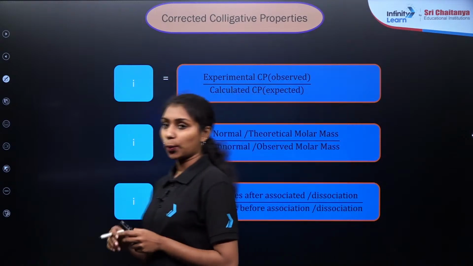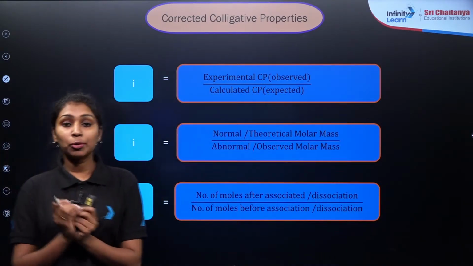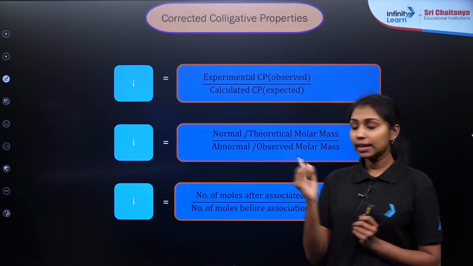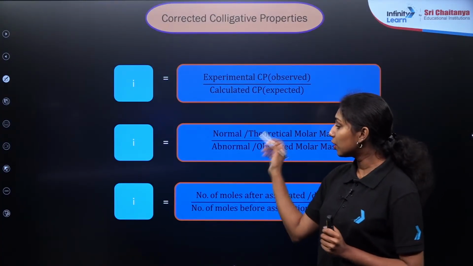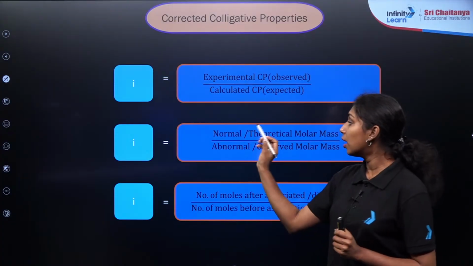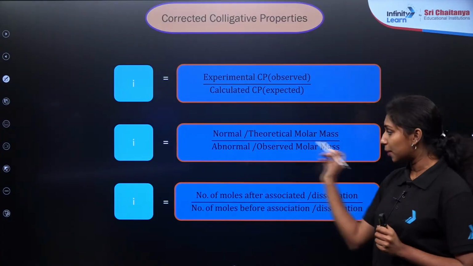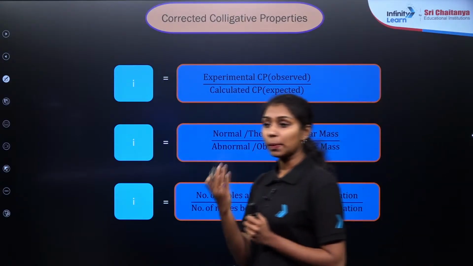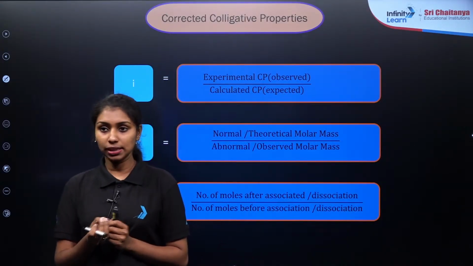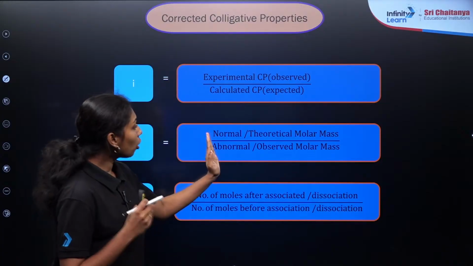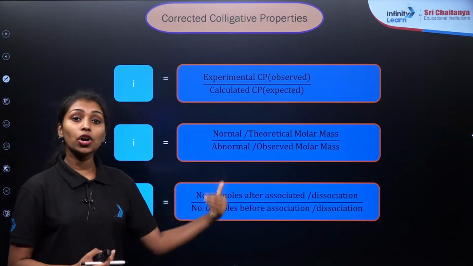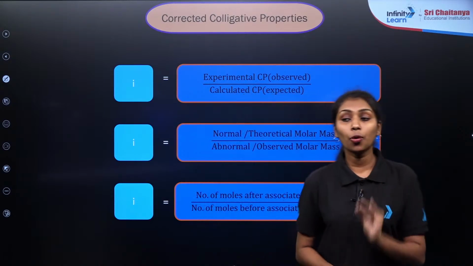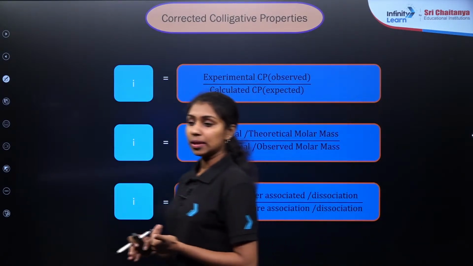Then what about the next equation? If you are talking about the abnormal molar mass, we may expect that it will be just like this, right? But we need to keep in mind that it will be normal or theoretical molar mass divided by abnormal molar mass, which is in the reverse order, right? Because colligative properties are inversely proportional to the molar mass. So it will be equal to normal or theoretical molar mass divided by abnormal or observed molar mass. That will be the equation to calculate the Van't Hoff factor according to the molar mass only. Clear?